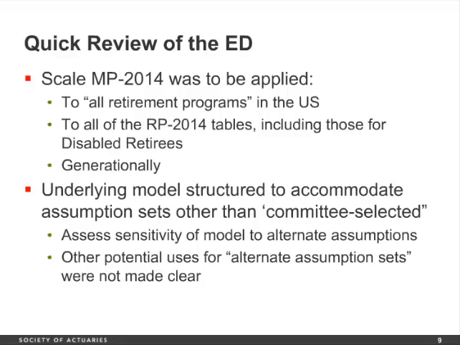The other thing that I just want to point out is that the underlying model was designed to accommodate assumption sets other than what we're calling the committee-selected assumption set, that included that flat 1% long-term rate, the 20-year transition period, those types of things. The exposure draft clearly said you could use those alternative assumption sets for sensitivity analysis. Where it was less clear is whether RPEC thought it was appropriate to use those alternate assumption sets for other purposes, like the actual measurement of pension plan obligations. We made that more clear in the final report. So let's go on. That's a quick review of the exposure draft.